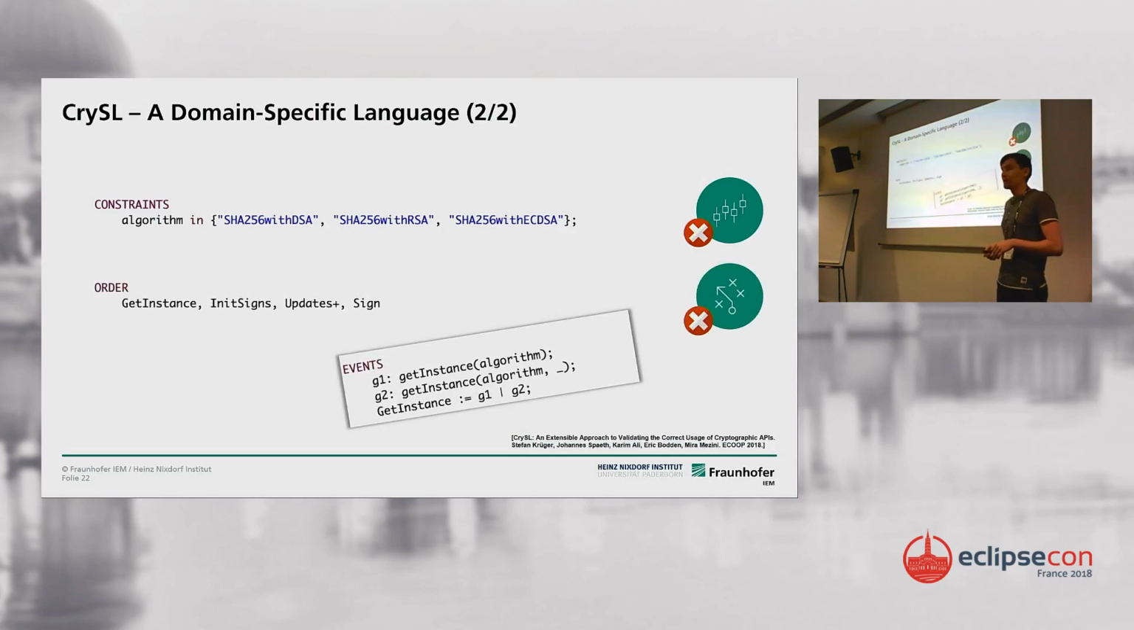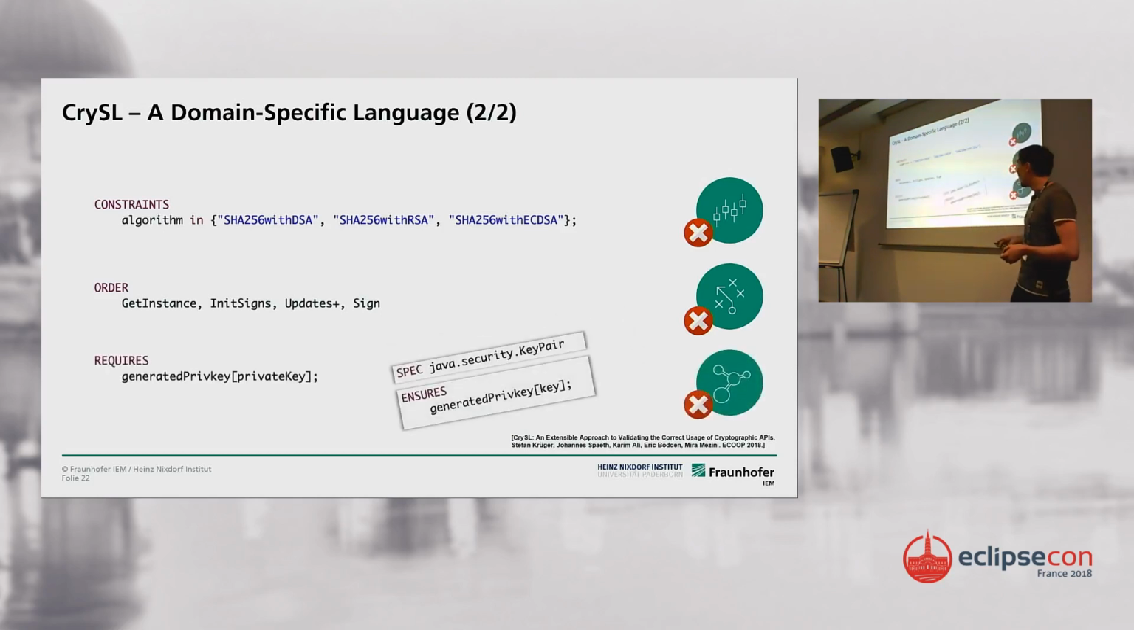Then the CrySL rule has an order block. In the order block, you essentially specify the finite state machine that we just saw earlier in the form of a regular expression, with similar syntax. Here you have to call getInstance, then any of the init sign methods, then you can call update. This plus means you can also call it multiple times, and eventually you have to call any of the sign methods. That's also where these aggregates come in again. You define getInstance as all these methods here, and then you can use it in the order block again.